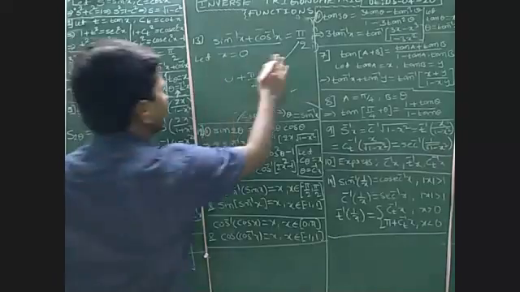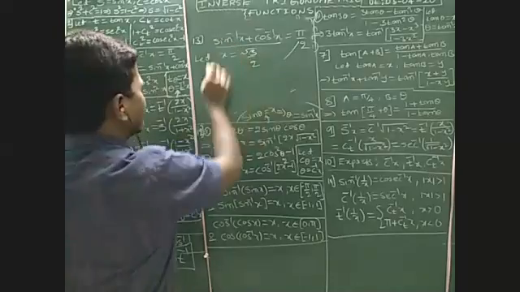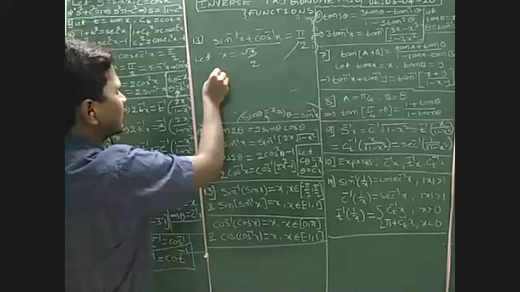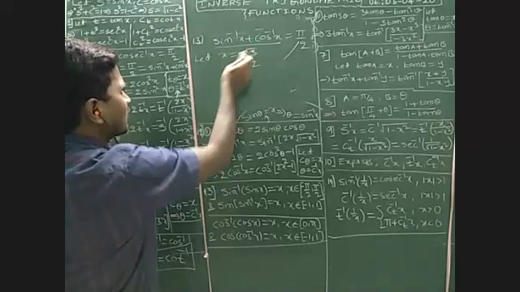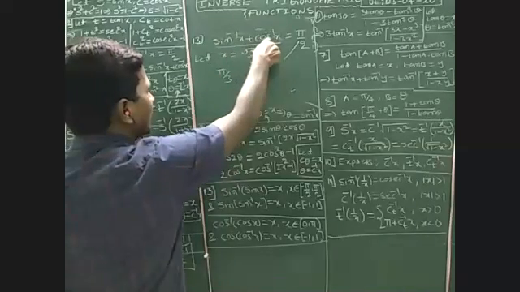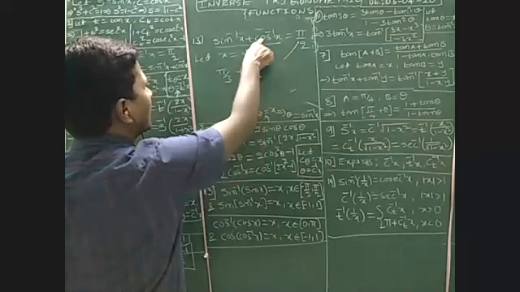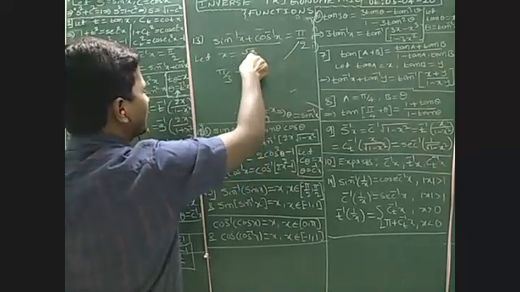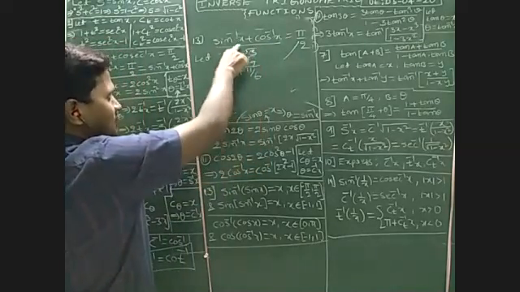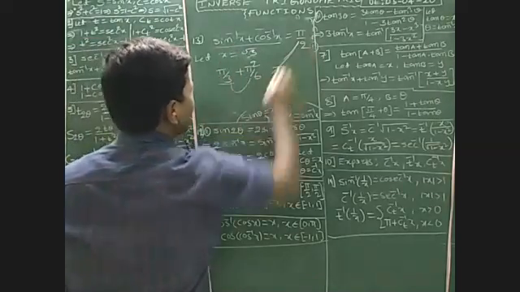In the same way, I want to substitute x is equal to root 3 by 2. I take the LHS: sin inverse root 3 by 2. For what value of x is sin root 3 by 2? 60. Sin 60 is root 3 by 2. Then for what value of x is cos root 3 by 2? 30. Cos 30 is root 3 by 2. I substituted x is equal to root 3 by 2, so 60 plus 30 again gives 90.